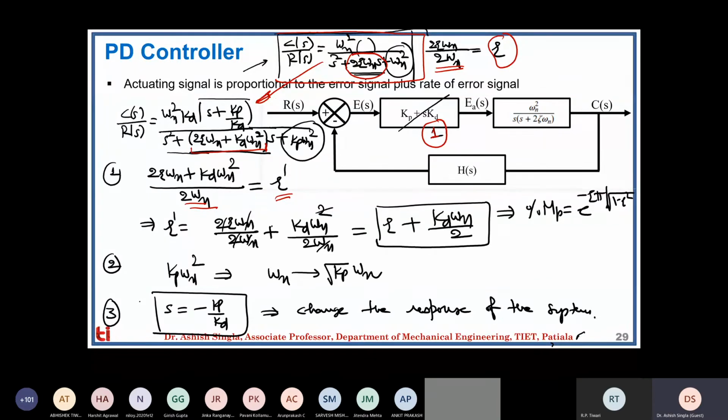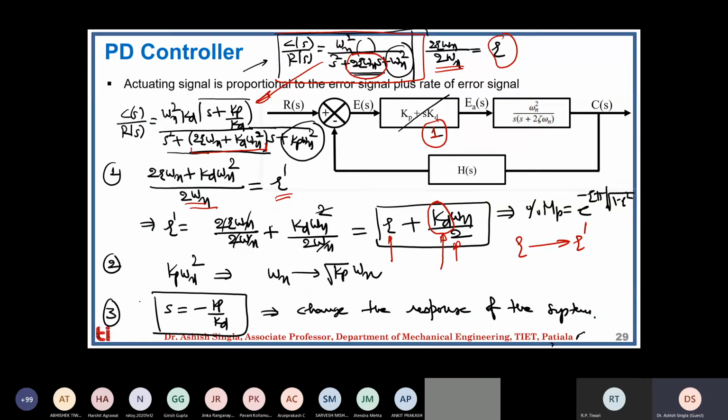We find that the new zeta is equal to the old zeta plus Kd omega n by 2. So, as I mentioned earlier, Kd will increase the damping of the system, which helps in reducing the oscillations. This is the first change: the damping of the system has changed from zeta to zeta dash, and this zeta dash value is much higher than the zeta value. And we have this tuning parameter Kd with which we can tune the damping of the system.